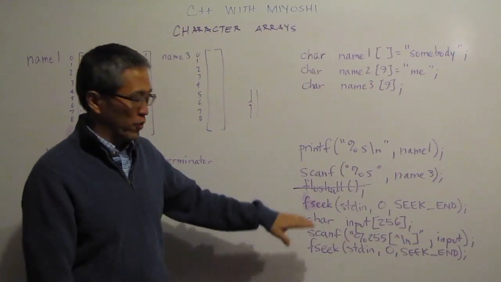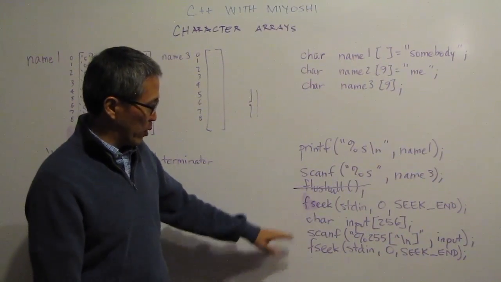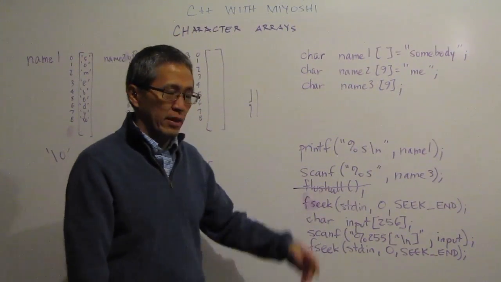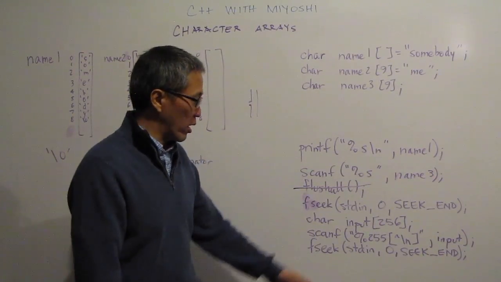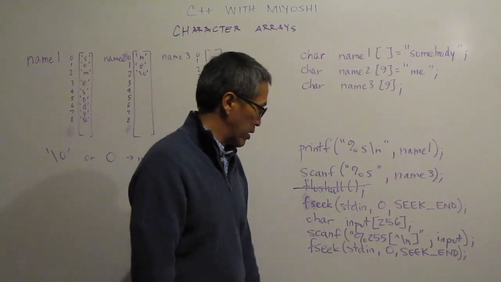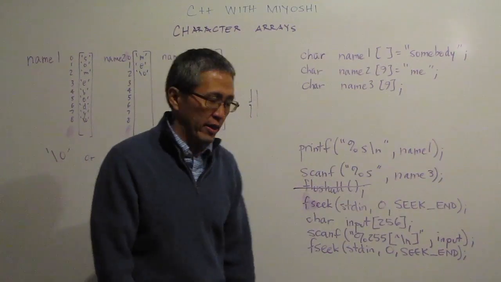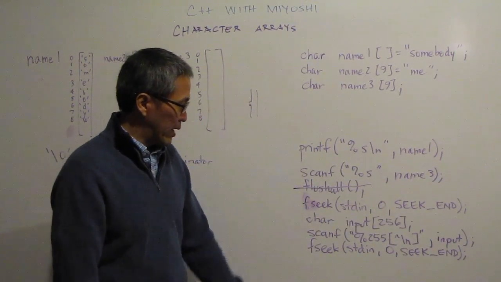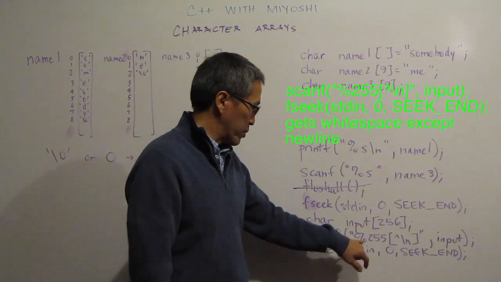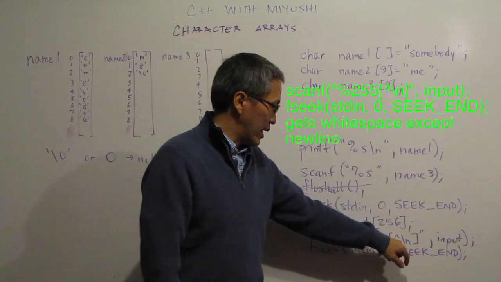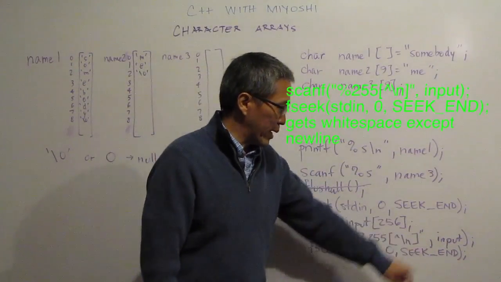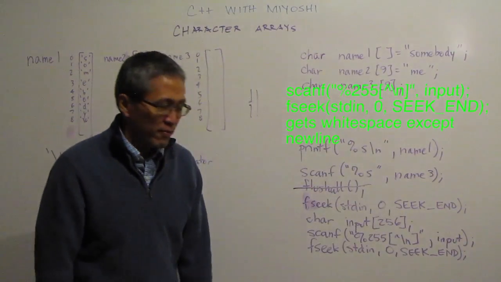Matter of fact, here's a little clue for people who want to get in more than just letters and numbers. If you want to get in tabs and spaces, those are called white space, or even a new line. In this particular case, we can do, if I have a character array called input, I have 256 characters in there, so it's a big character array. If I want to get spaces and tabs in there in this case, I could do scanf, double quote, %255, open square bracket, and a caret, which is a shift 6 on your keyboard, and a \n, close square bracket, double quote, comma, input, close parentheses, semicolon.